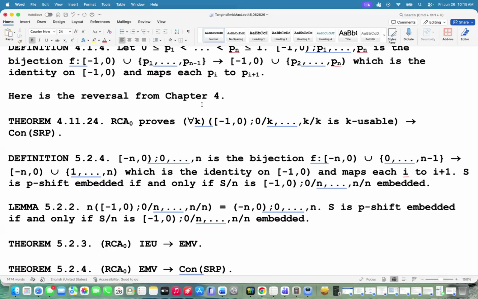Okay, so now we multiply everything through by n. So we have these functions minus n 0 0 through n, and of course, when we multiply through by n, that's exactly what's going on. N times that function is equal to this function, partial function. S is p shift embedded if and only if s divided by n is embedded in this sense.